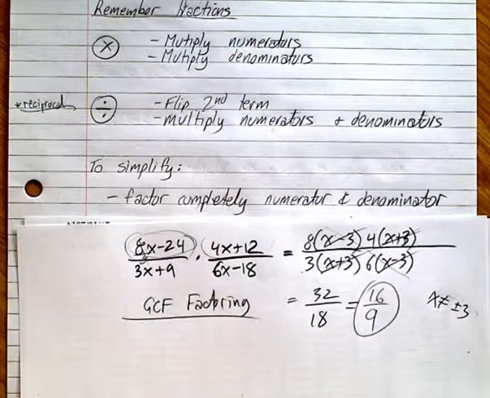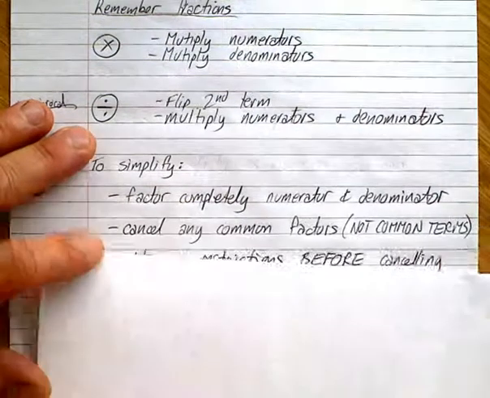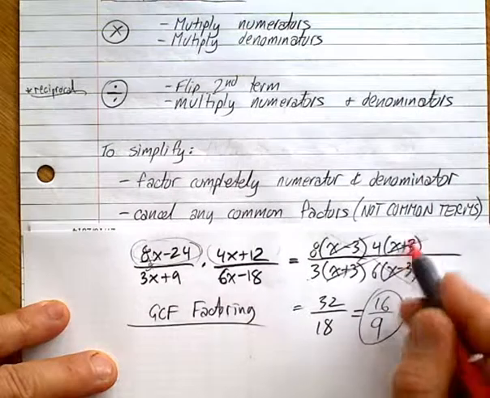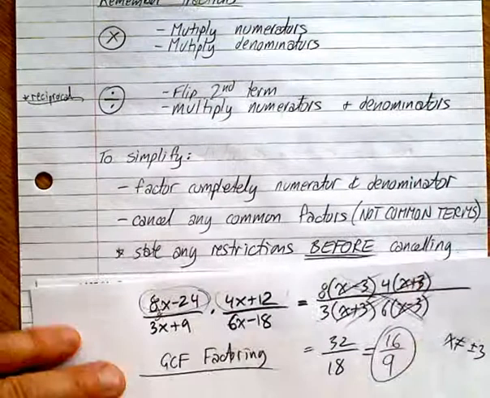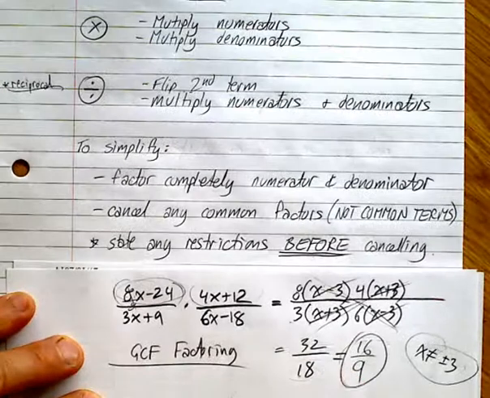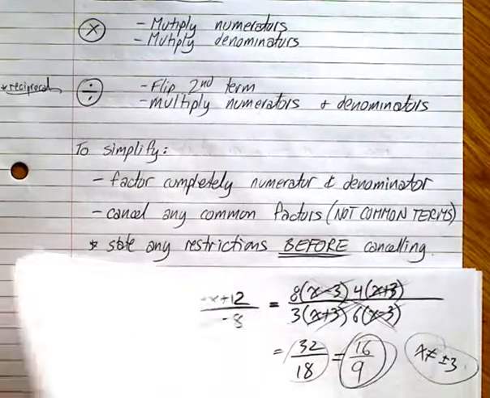That's GCF factoring, folks, okay? And then I guess the second step, let's have a look. Cancel any common factors, gone, right? State any restrictions before canceling, there we go. Reduce your fractions, right? That's not part of this, but it's still kind of important. Reduce your fractions. There you go.